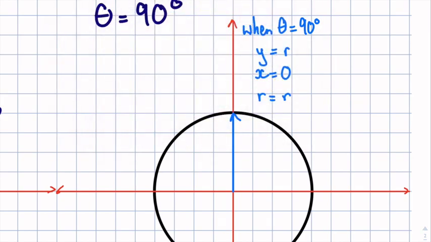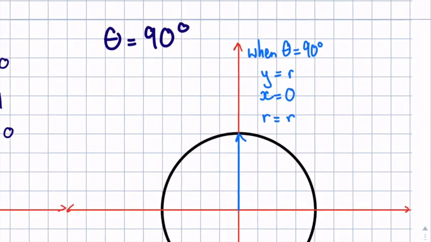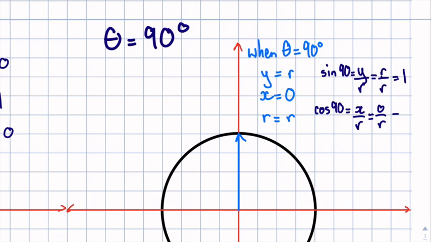So when we come to do sine, cos, and tan, sine 90 was y over r. Here y is r, so we've got r over r, so it's 1. Cos 90, x over r. So here we've got 0 over r, so it's 0. Tan 90 was y over x. So here it's r over 0. It's undefined. You can't divide by 0.